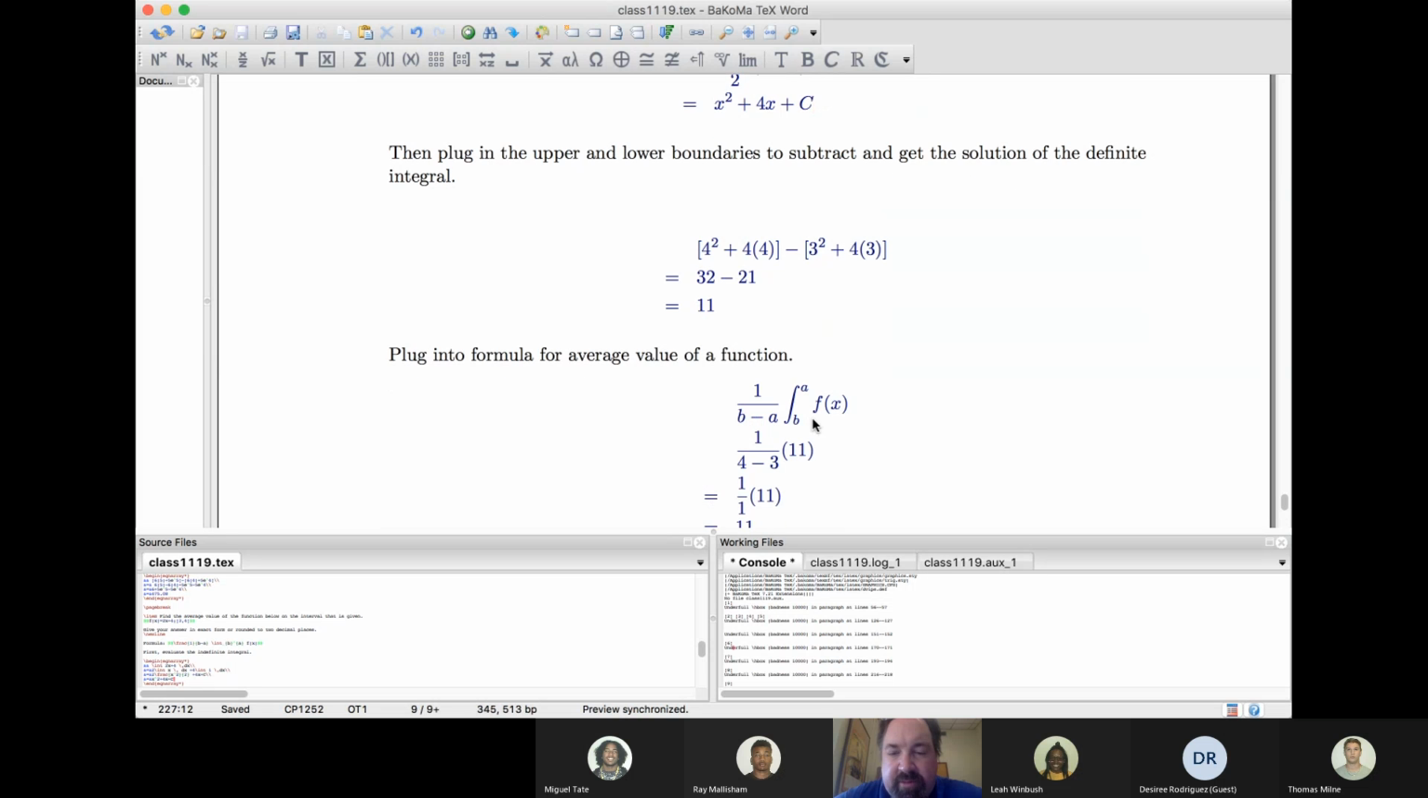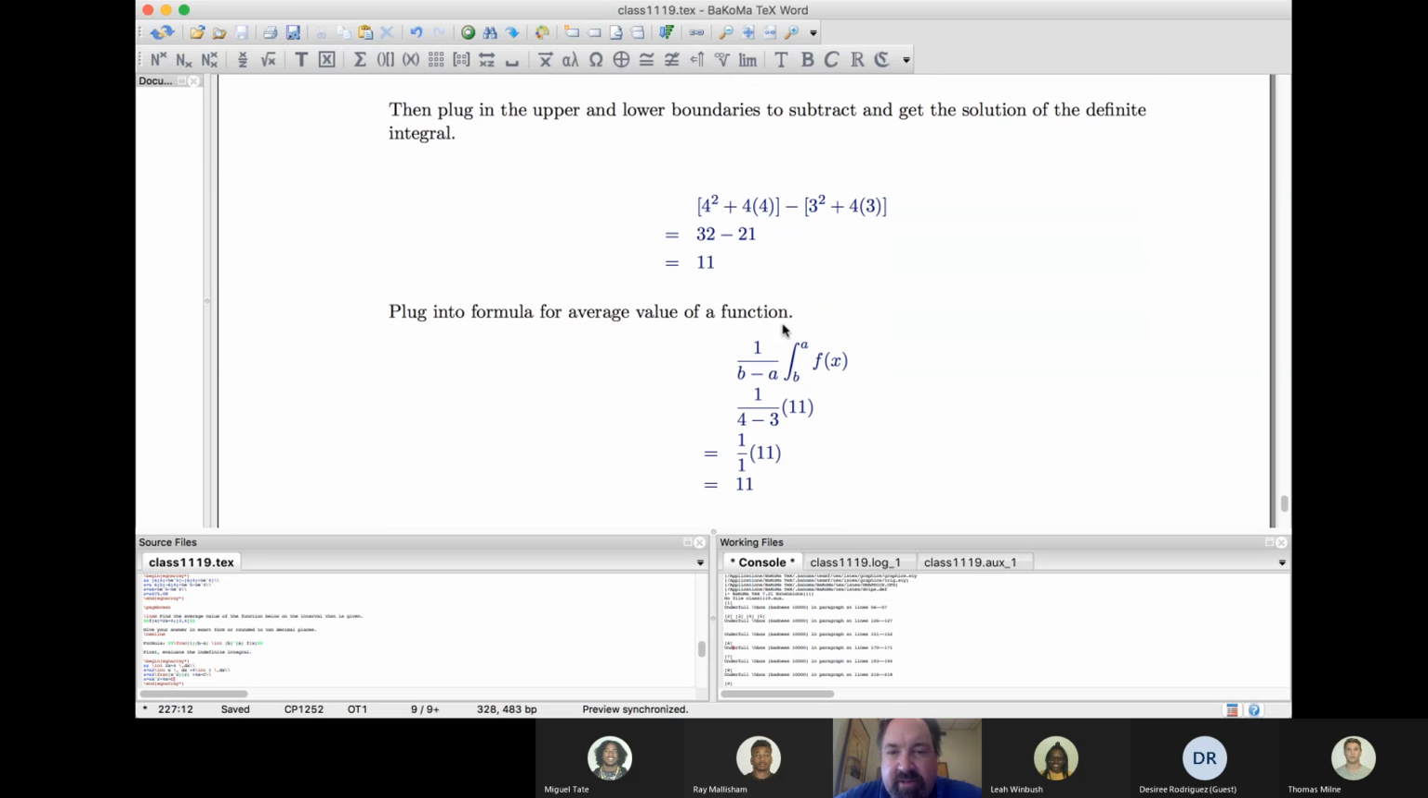Then we use this formula for the average value. The definite integral turned out to be 11, and we need to divide by b minus a, which is not very interesting in this case. It just happens to be 1. And that is our result. So that is the average value of the function over the interval.